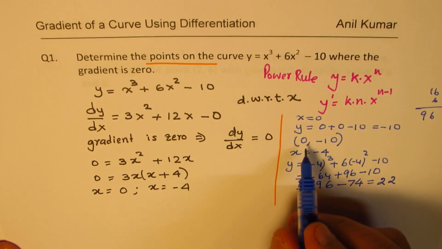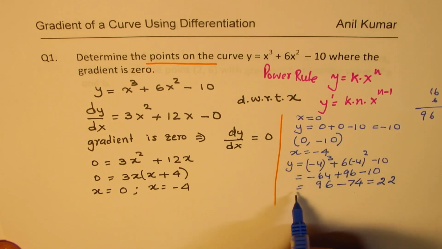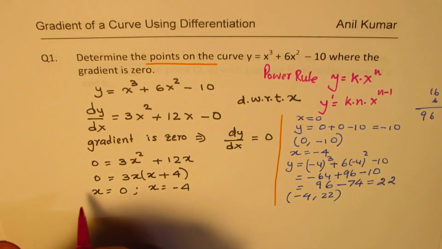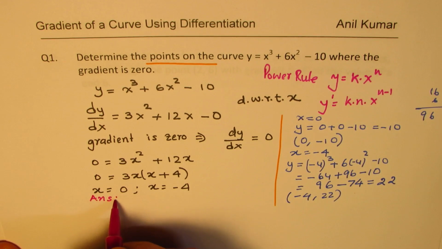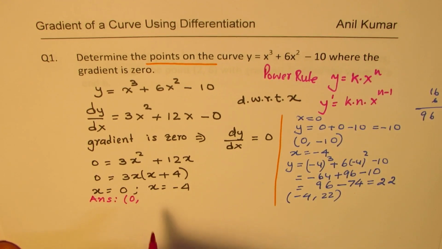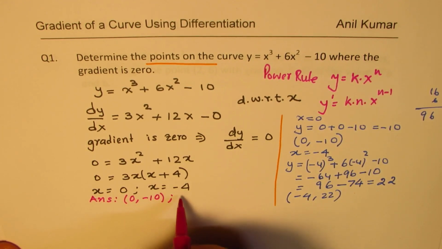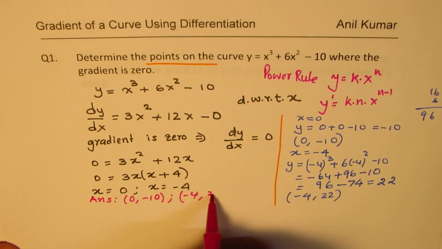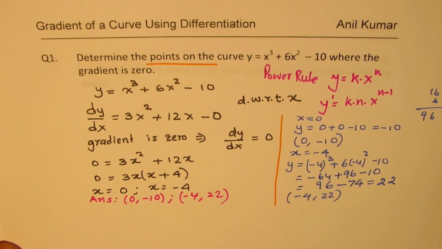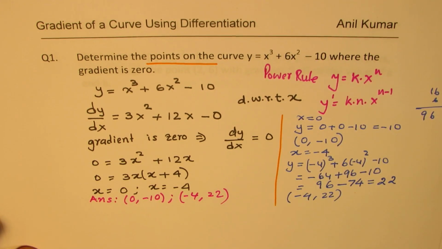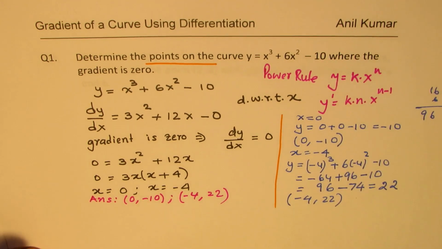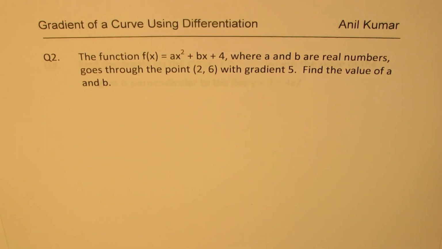So the value at 0 was 10, minus 10, but at minus 4, the value is 22. Right? So we get our answer. So our points are, you have to write coordinate points. That is kind of important to understand in the given equation. So the value of x minus 4, y 22. Right? So I'd like you to do the calculations using a calculator and also check the answers. Correct?